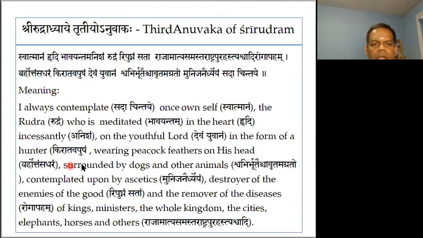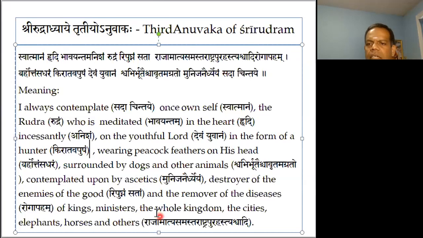They were in the form of a hunter. Kirata Vapusha. Kirata means a hunter. Vapusha means the form, body. So the Lord is seen as a young Lord in the form of a hunter, wearing peacock feathers on his head. Barho tamsa means feather of the peacock. Amsa means parts of the peacock. Apparently, this Shiva is wearing peacock feathers in his crown.